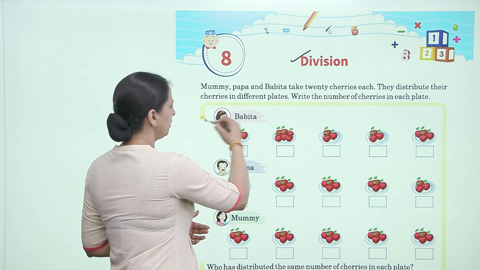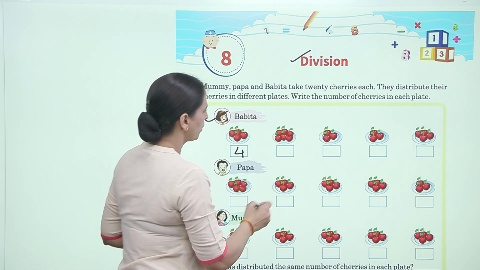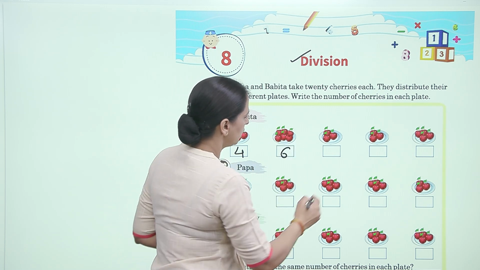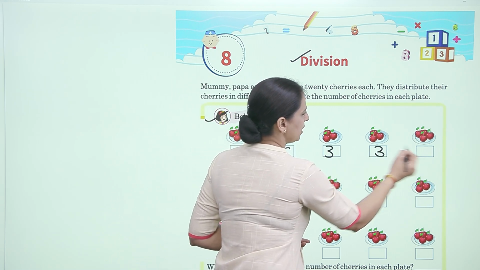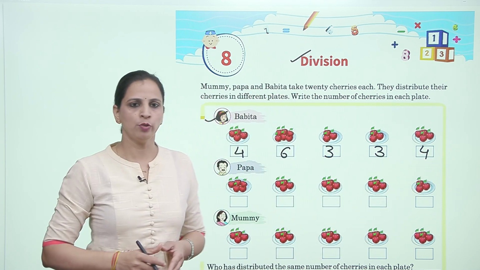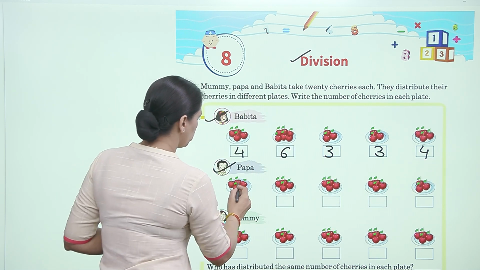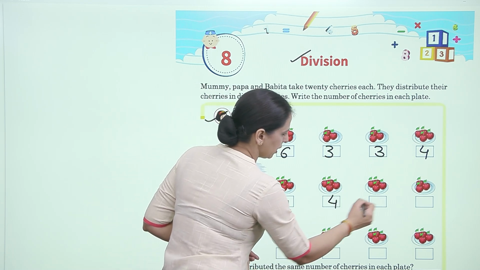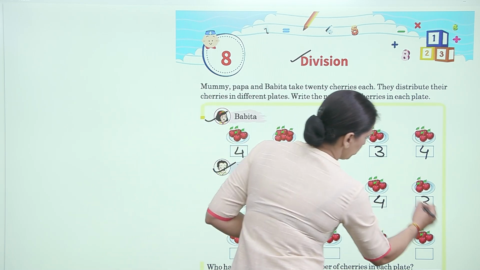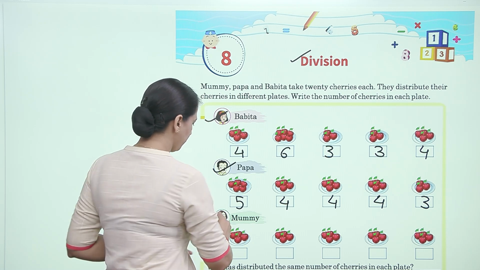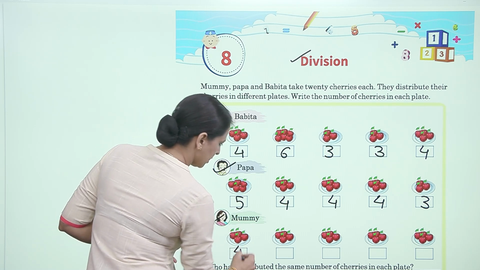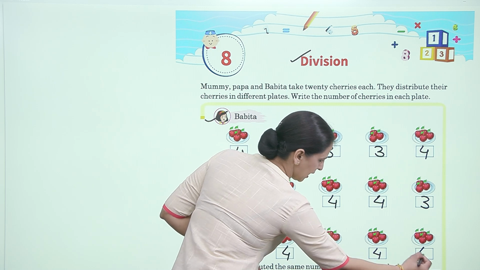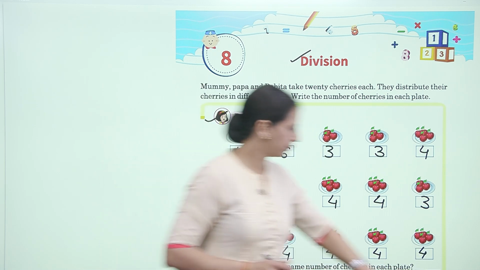Now, Babita: 4 cherries, 6 cherries, 3 cherries, 3 cherries and 4 cherries. Now, Papa: 5 cherries, 4 cherries, 4 cherries, 4 cherries and 3 cherries. And Mummy: 4 cherries, 4 cherries, 4 cherries, 4 cherries and 4 cherries.